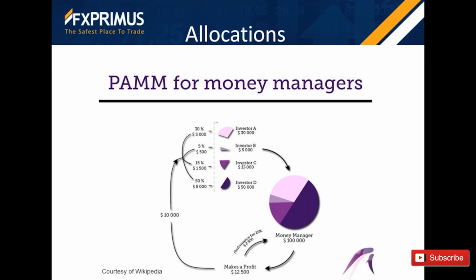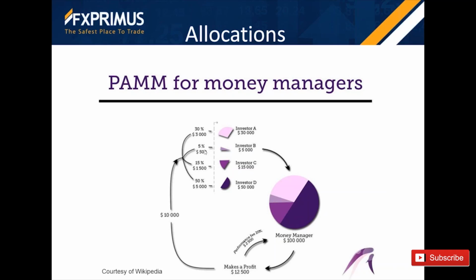This is a graph for a PAMM account for money managers, and it shows the whole process in a very simple way. As you can see here, by the way, it's a different example from the previous example. We have 4 investors joining one account: investor A, investor B, C, and D. A put 30,000, B put 5,000, C put 15,000, and D put 50,000.